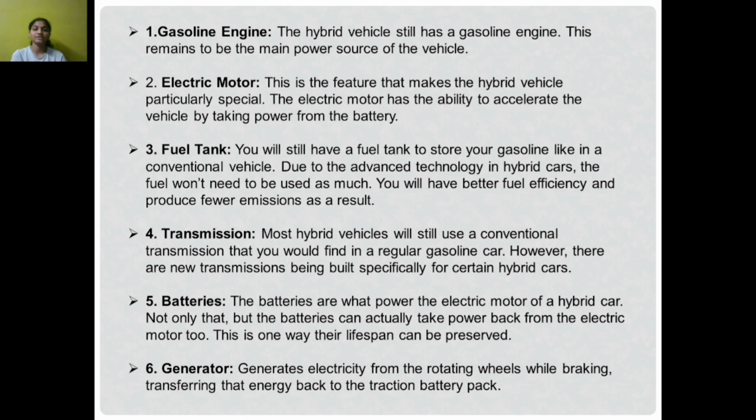Batteries. The batteries are what power the electric motor of a hybrid car. Not only that, but the batteries can actually take power back from the electric motor too. This is one way their lifespan can be preserved. And last, generator. Generators capture electricity from the rotating wheels while braking, transferring the energy back to the traction battery pack.